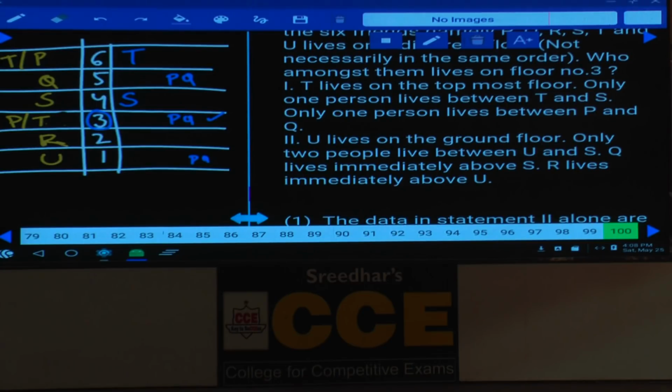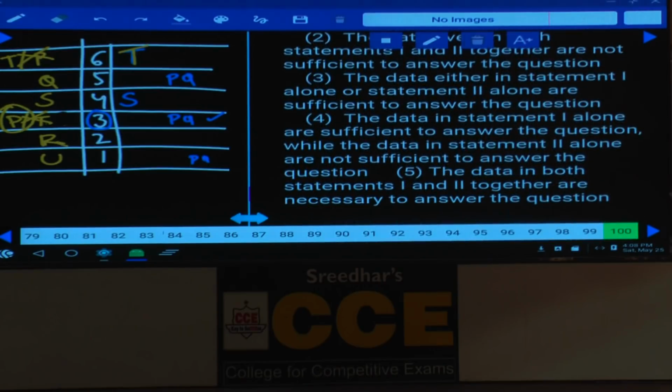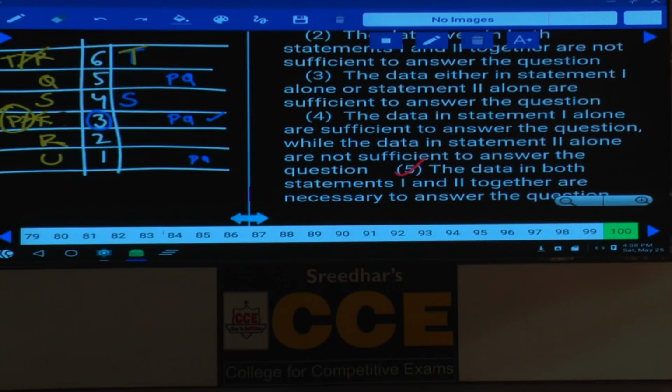If you combine these 2, according to condition number 1, T is at the 6th floor. As T is at the 6th floor, P cannot be at the 6th floor. That means P will be at the 3rd floor. Are you getting the answer or not? Hence what is the choice here? Finally, both the statements are required to get the answer, choice 5.